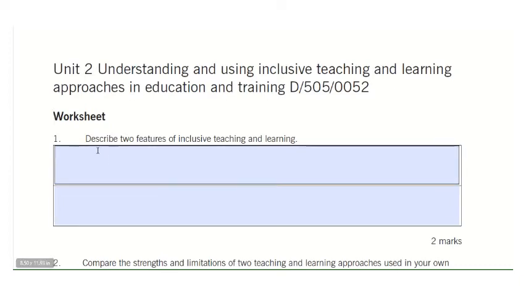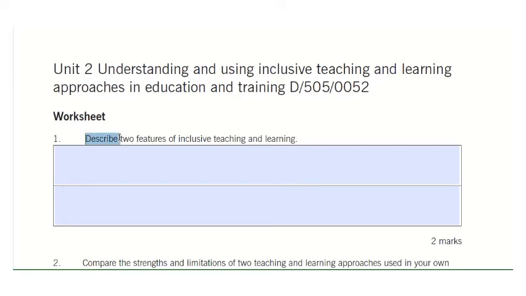So you can see this is a describe question. So describe question means you don't have to be as detailed as explain. Explaining, you have to say how the thing works. In a description, you're just saying what it is. So you're looking at, in this question, 2 features of inclusive teaching and learning.